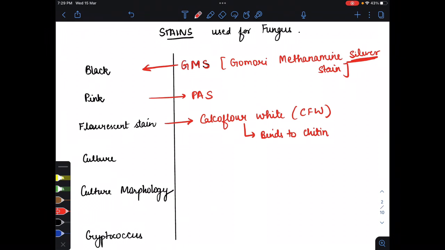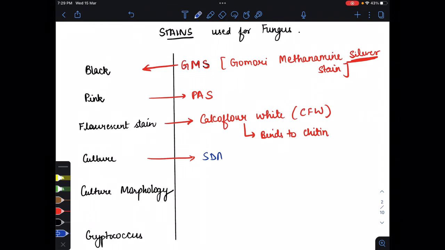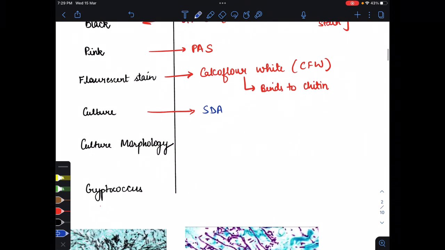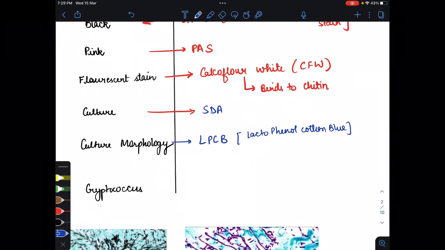Now for culturing of fungi we use SDA, Sabouraud dextrose agar. And for seeing the culture morphology, we use the LPCB, that is lactophenol cotton blue. Lactophenol cotton blue, LPCB, and it usually looks bluish in color. Because the word blue is there, the slide will look bluish in color.